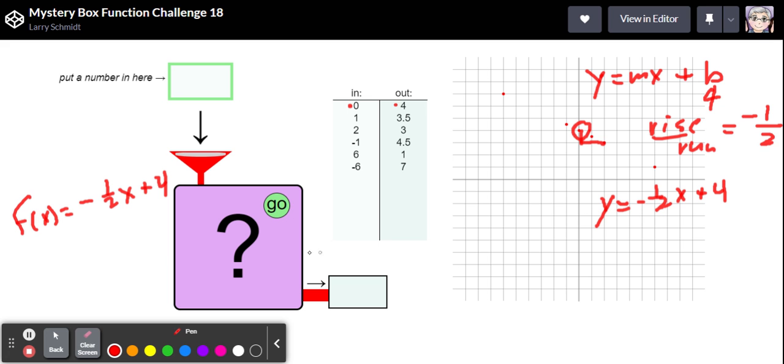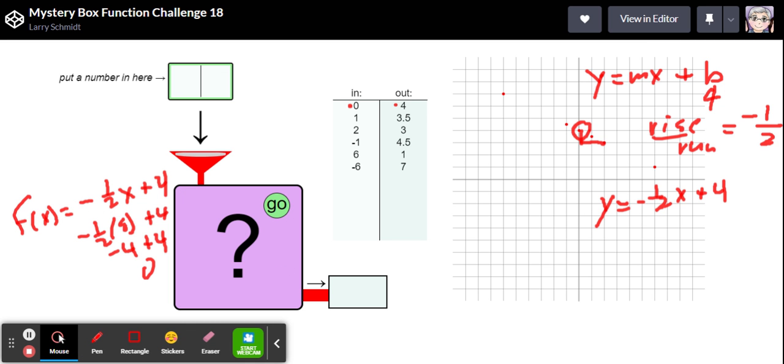We could try one more point. What would happen if I put an 8 in here? Well, -1/2 times 8, it's like dividing 8 by 2 and making it negative. That would be a -4, and then adding 4 to a -4. So let me write this out. -1/2 times 8 plus 4. This part becomes a -4, and then we have a +4, so that would be 0. So if I put an 8 up here, I should get a 0 out.